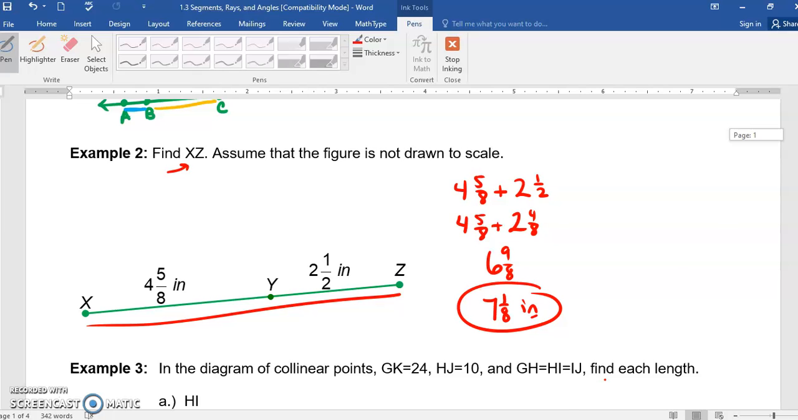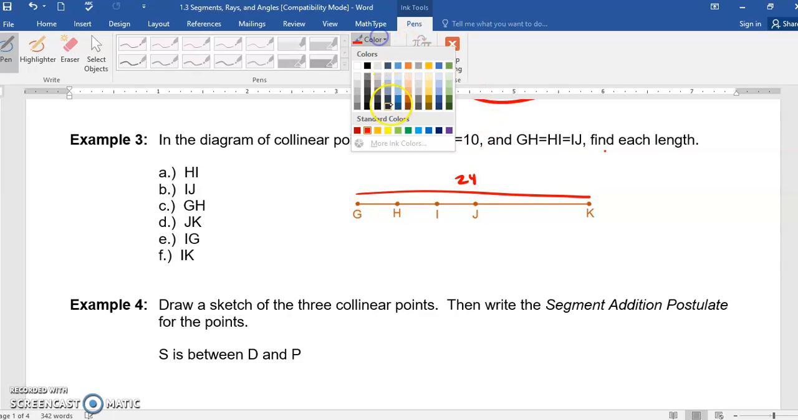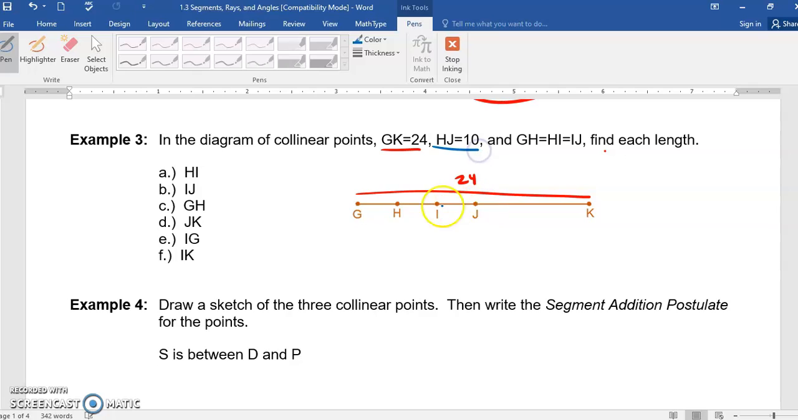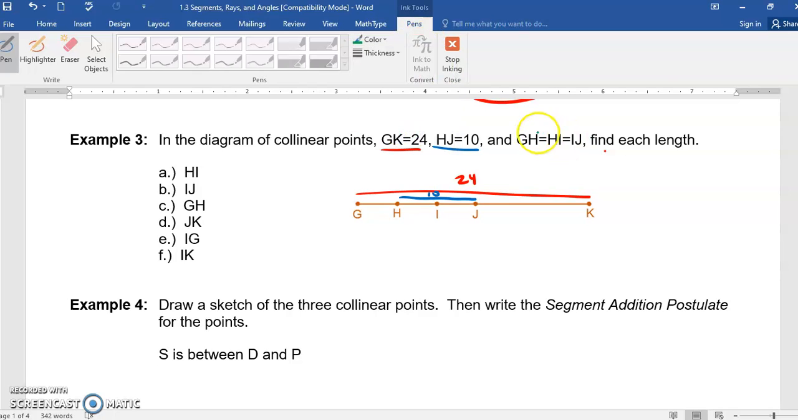In the same fashion here, we've got collinear points. They're telling us a bunch of information here. GK is 24. That's the whole thing. The whole thing is 24. HJ is 10. So from here to here is 10. Different colors are so helpful with geometry. If you're doing things on paper, get some colored pencils out or something. I cannot tell you how much that helps. GH, HI, and IJ are all the same. So whatever these are, they're all the same.